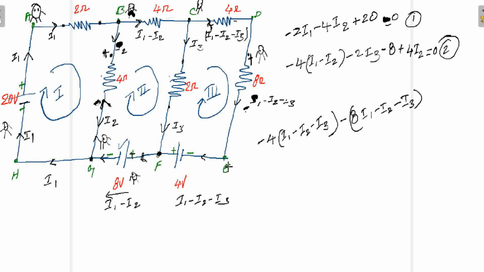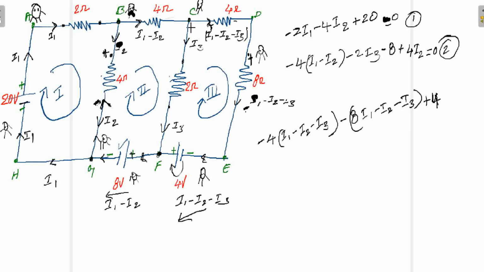Next, now you are here. The current direction is in the same direction of your travel, but the current is moving from the negative terminal to the positive terminal. When it is jumping from lower potential to higher potential, it is taking some voltage rise. So what is the voltage rise value? Plus 4 V, that is your 4 volts.